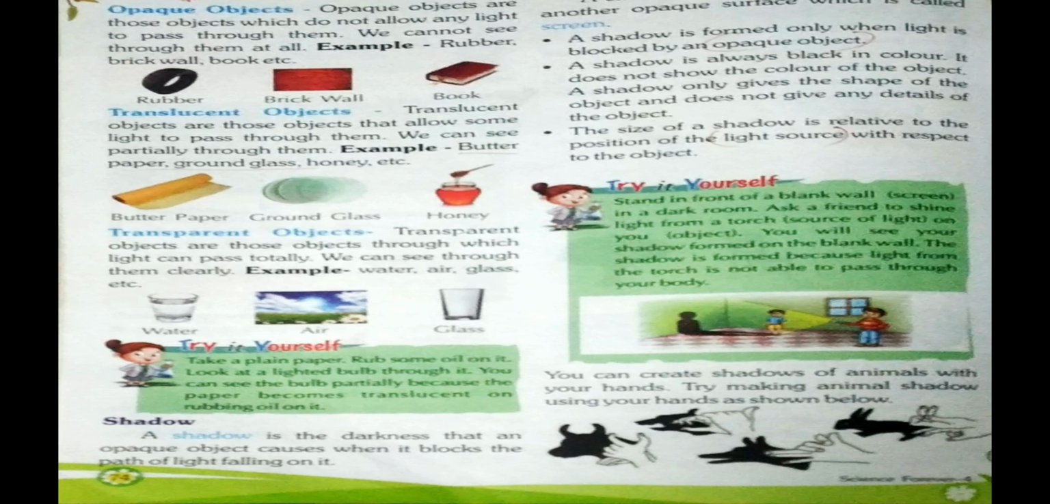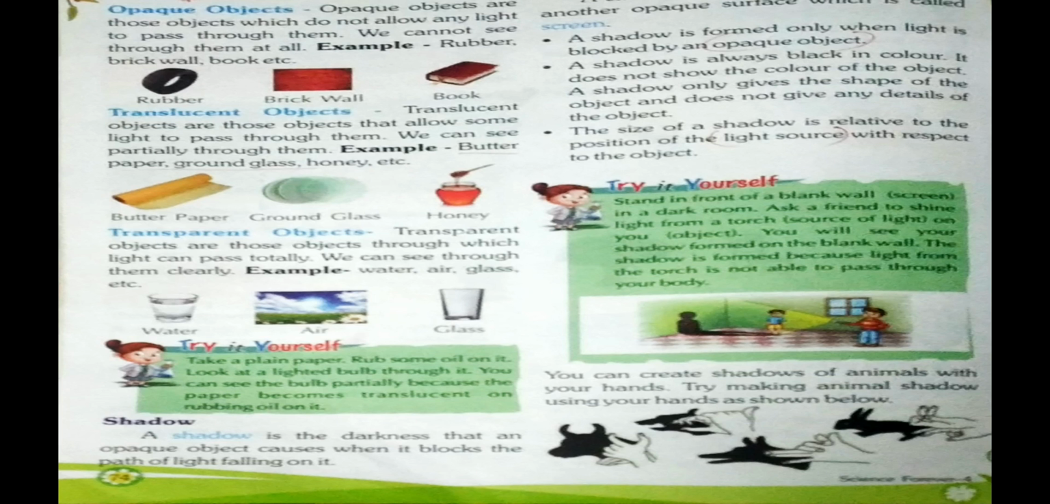Next is translucent objects. Translucent objects are those objects that allow some light to pass through them. They allow a very little light to pass through them. We can see partially through them. Example, butter paper, ground glass, honey, etc. These are the examples of translucent objects.